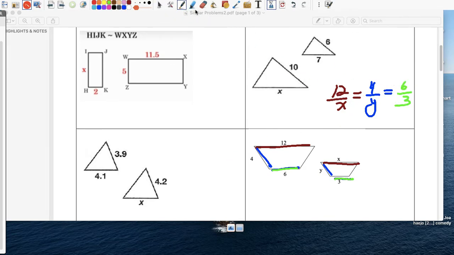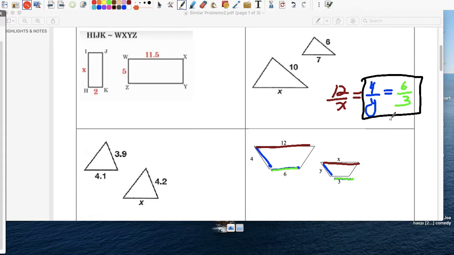Okay, so you can pick any two. So let's say you want to find y. Obviously, we're going to use this proportion. And then if you wanted to find x, after you find y, you could have used this proportion, that proportion, or the 12x and the 6 over 3, whichever one you want. So let's start with this one.